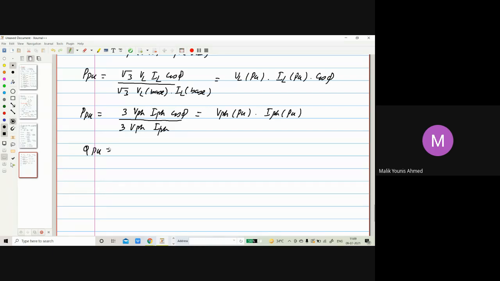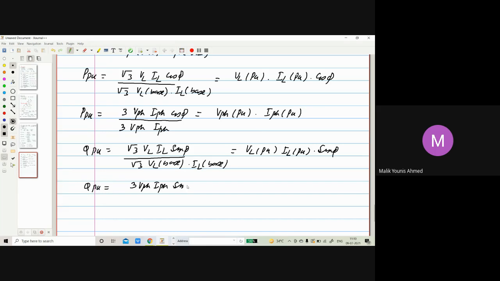Q in per unit will be, in terms of the line values, under root 3 VL IL sine of phi divided by under root 3 VL base into IL base, because it's the apparent power base. So under root 3 gets cancelled. VL by VL base will be VL in per unit, IL by IL base will be IL in per unit, and sine phi will remain there. Same if I try to get the reactive power in terms of the phase values, 3 V phase I phase into sine phi.